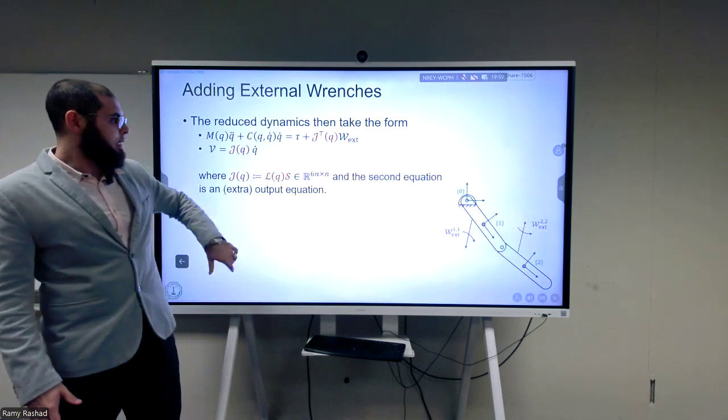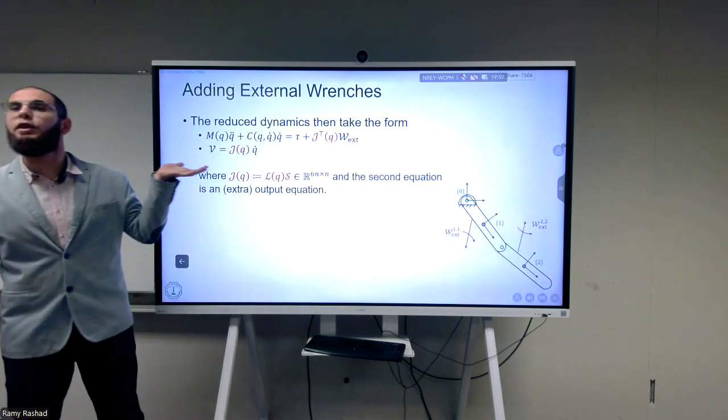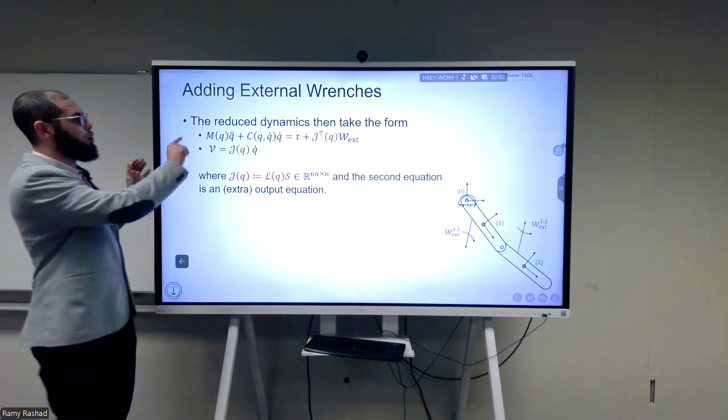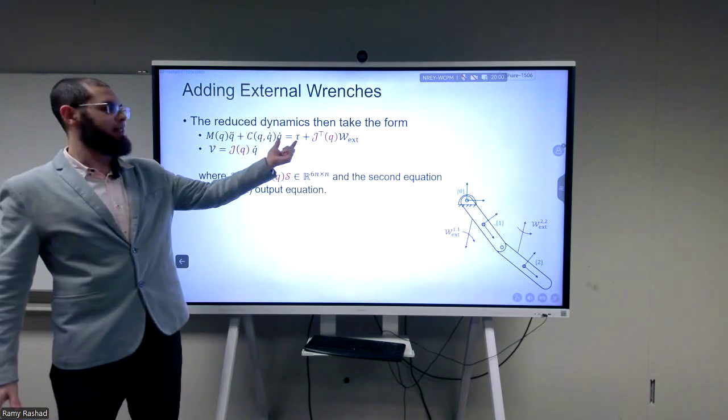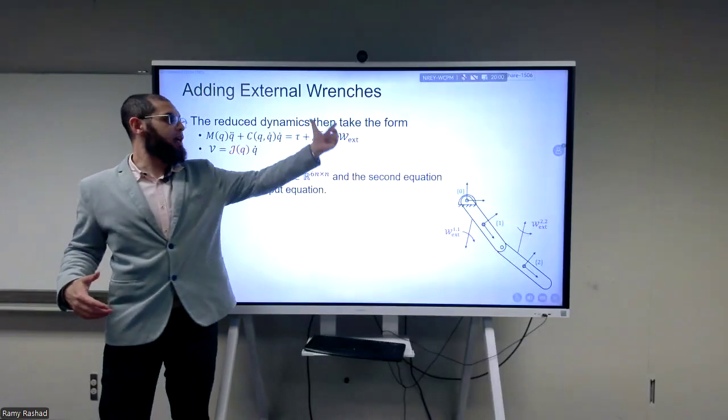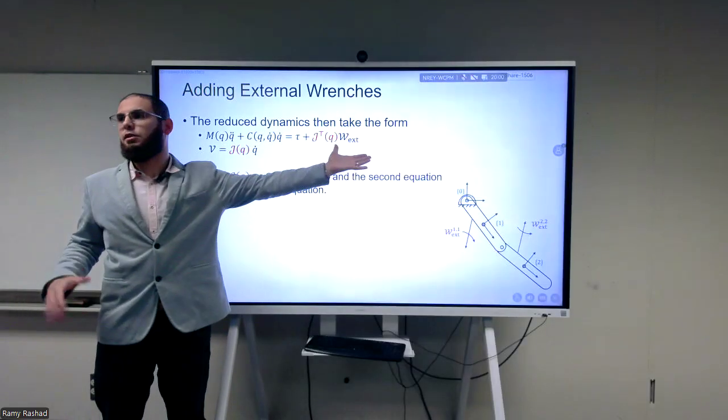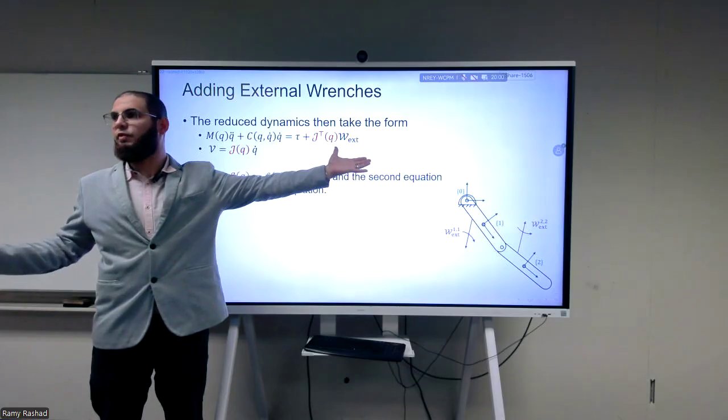So here, what appears in the equation, the only thing that will differ is that the equation M(q) q double dot plus C(q, q dot) multiplied by q dot will be equal to tau, which is the actuation, plus J transpose multiplied by the external wrench. That's it. Okay, it's very easy.